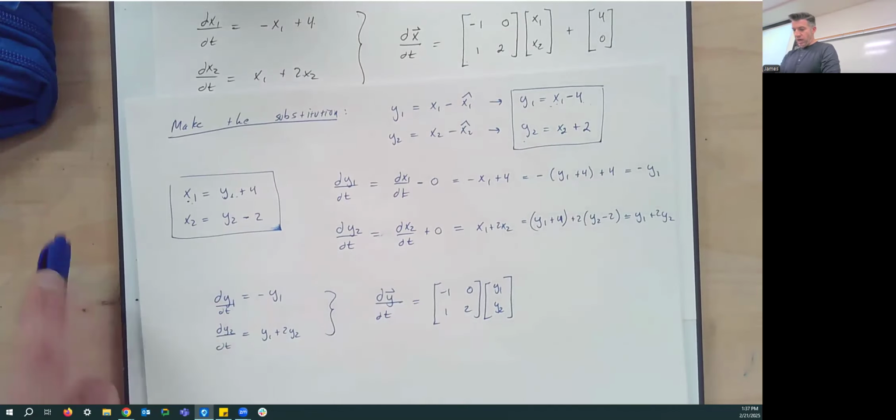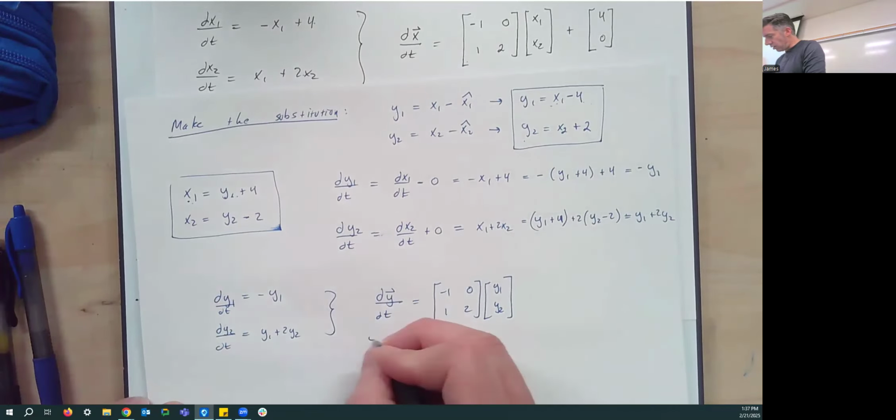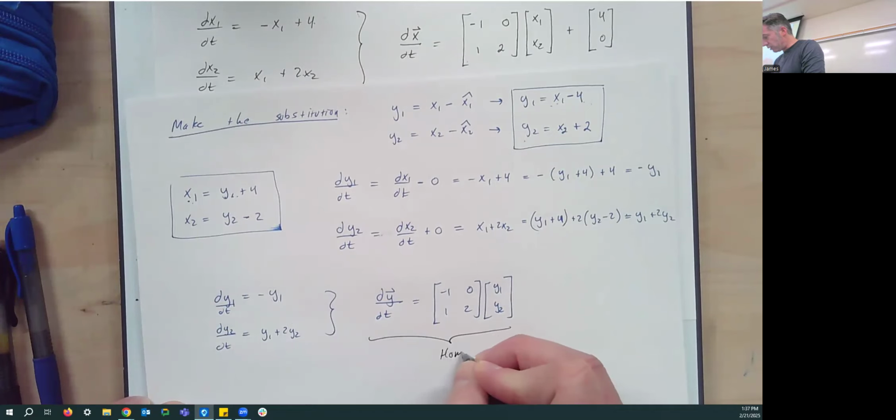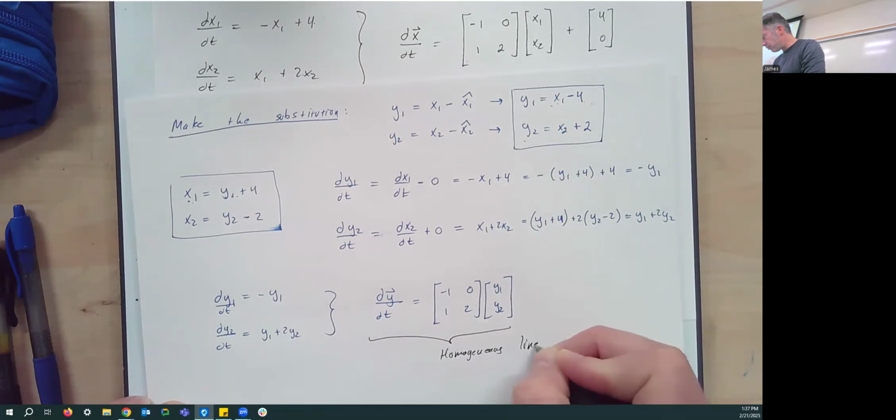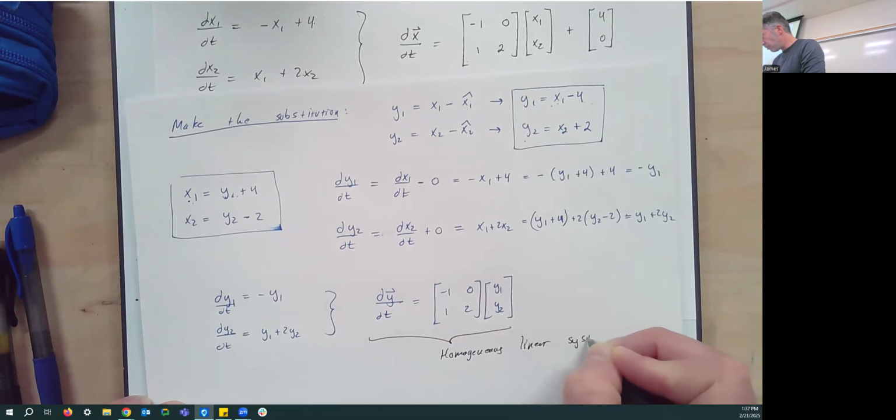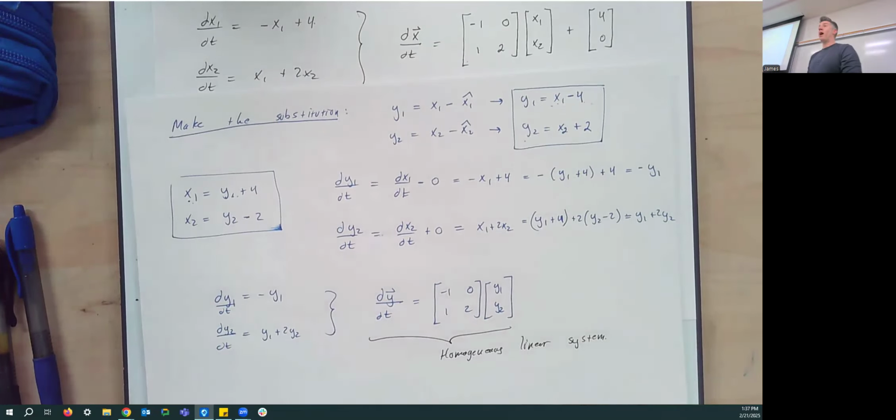So this here, we're happy about this. This is our homogeneous linear system, which we know how to solve. We've been solving these for days, for weeks, right? How do you solve this? You find the eigenvalues, you find the eigenvectors, you write the solution. Yeah, let's do that. That we're doing next.